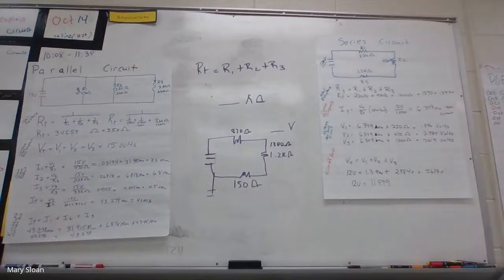Kiloohms instead of ohms. So what we're going to do is go through first of all, and you're going to take all the ohms and add them together. Once you get that done, then you're going to convert it to kiloohms. That means you're going to move the decimal over. Okay, that's all you're doing.